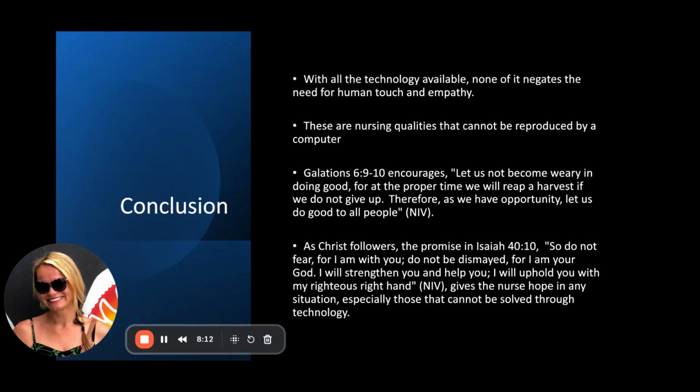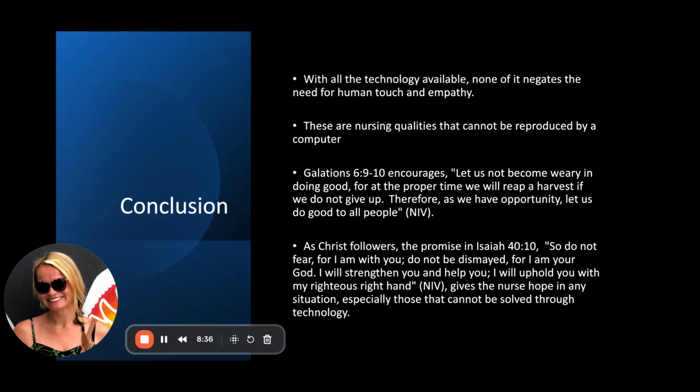In conclusion, with all this technology, we're very fortunate, but it doesn't negate the need for human touch and empathy. These are nursing qualities that cannot be reproduced by a computer. Galatians 6:9-10 encourage us, let us not become weary in doing good, for at the proper time we will reap a harvest if we do not give up. Therefore, as we have opportunity, let's do good to all people.